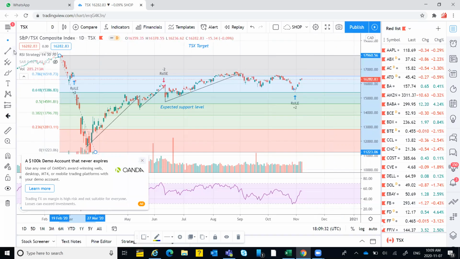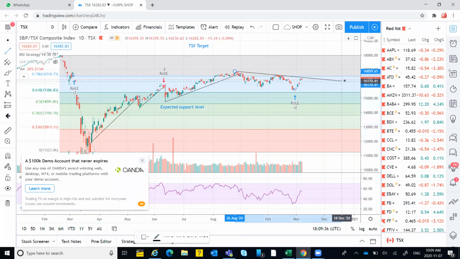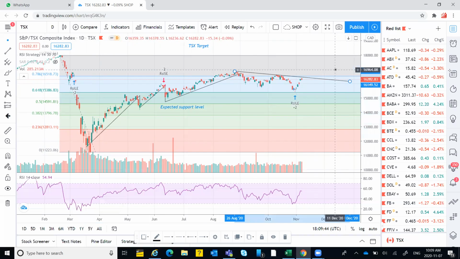If we draw a trend line here to see how this index is moving, it looks something like that. Since we have very strong positive news from the US elections, it is probable that this will cross this resistance line of 16,500.